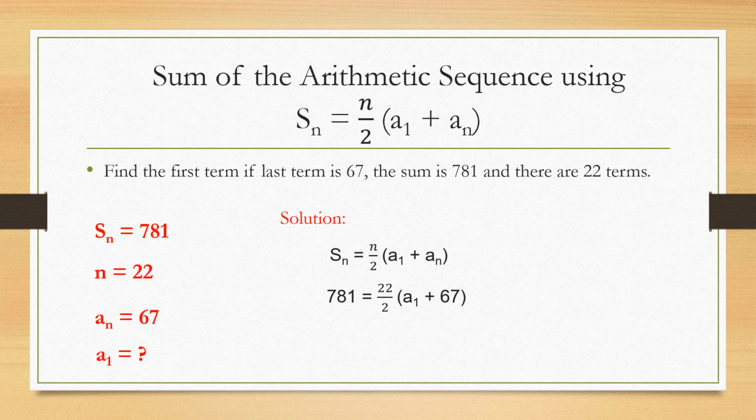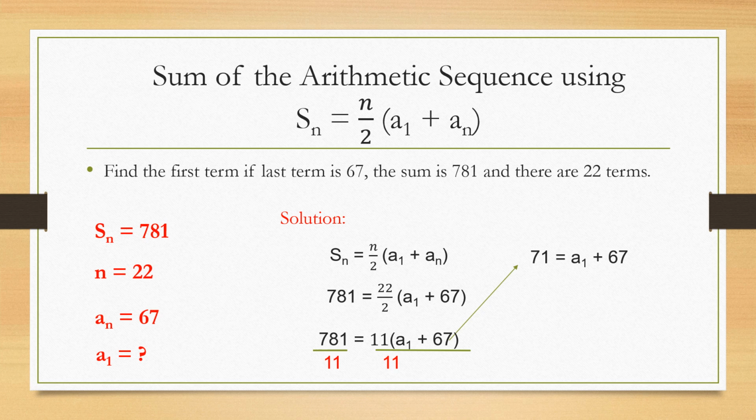So 22 divided by 2 is equal to 11. And then after that, you can either distribute 11 to a sub 1 plus 67, or you can divide both sides by 11. In my case, I'm going to divide both sides by 11. So 781 divided by 11 is 71. While on the right side, 11 is cancelled, what remains is a sub 1 plus 67.